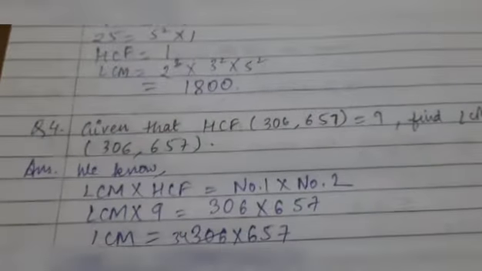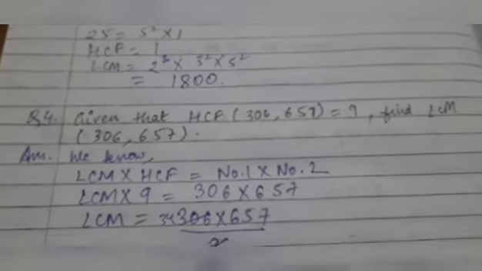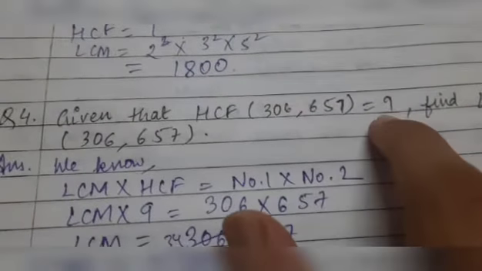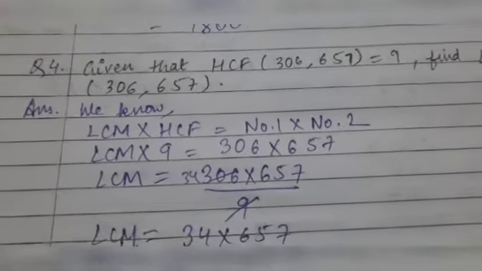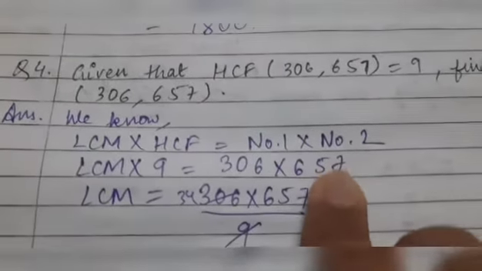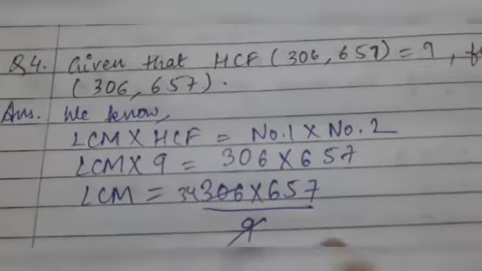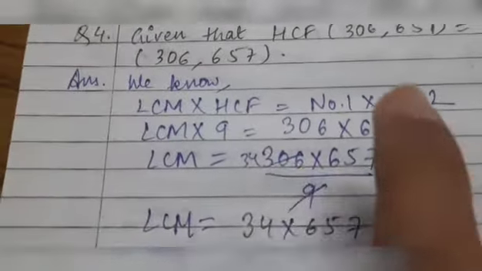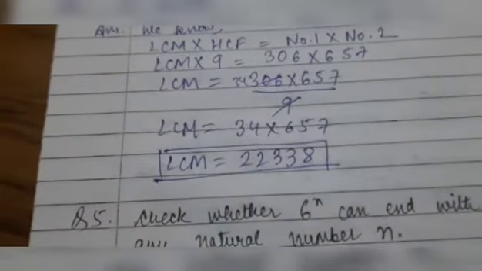Question 4. Given that the HCF of these two numbers is 9, find the LCM. So what is given to you? The HCF of 306 and 657 is given to you. That is 9. And now you have to find the LCM. According to our formula, we know LCM into HCF is equal to number 1 into number 2. So LCM into 9 will be equal to 306 into 657. So shift 9 to this side. It will be division because here it is multiplication. So you will be getting 306 into 657 upon 9. 9 times 34 is equal to 306. So 34 into 657. You will be getting 22338. This is your LCM.